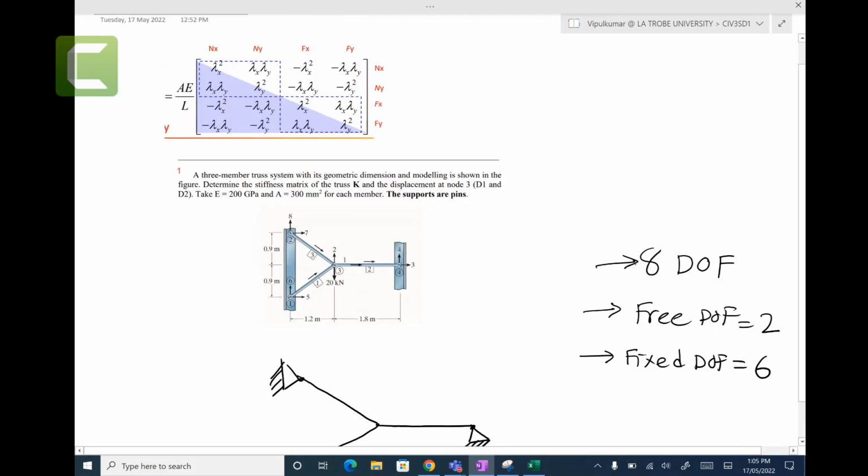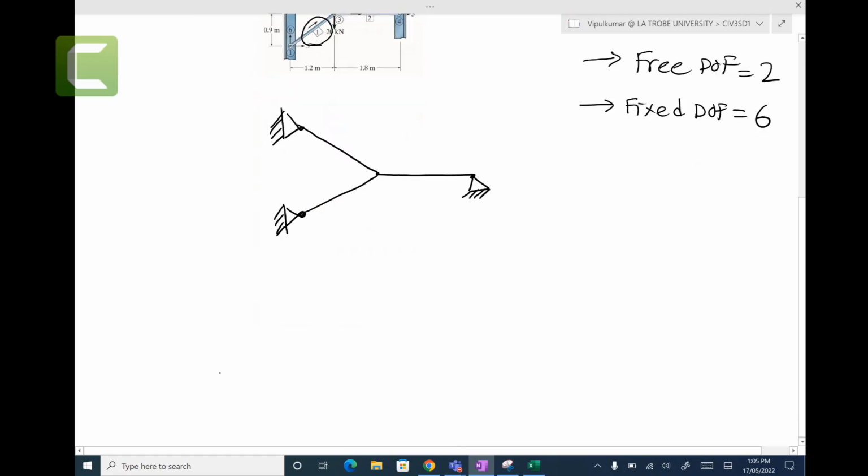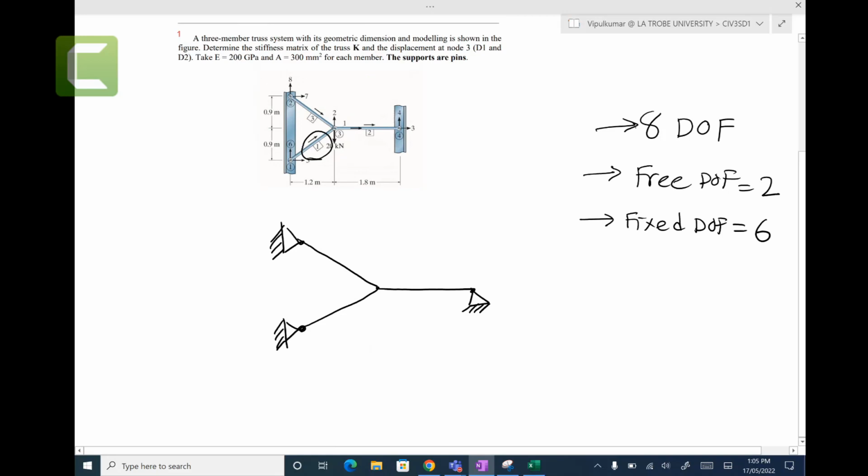That equation is sitting here. It is called the global stiffness matrix for a member. If you have any member, you can find its global stiffness matrix. Now let's take member number 1 here, so let's draw that member. And by the way, if they don't give you the global axis, I can assume the global axis is here.